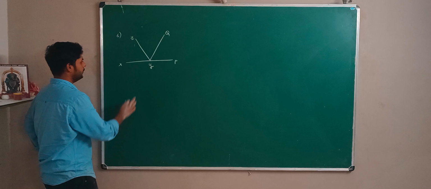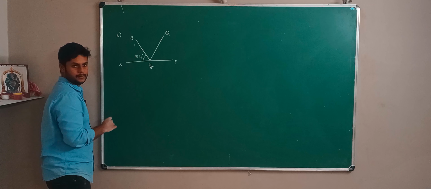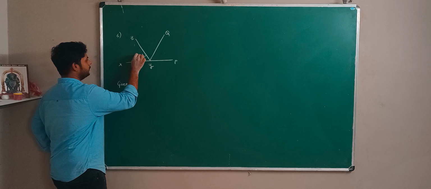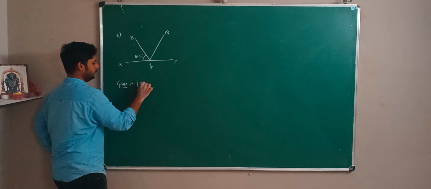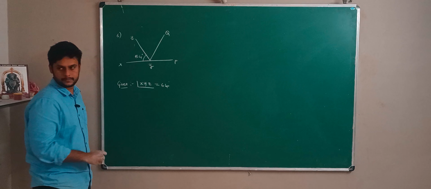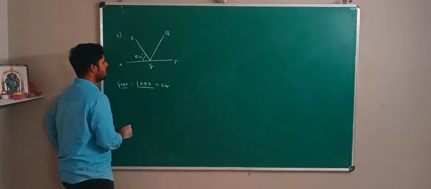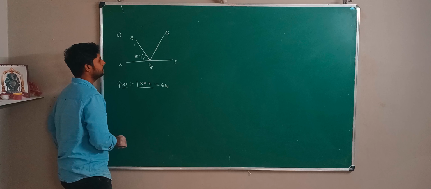See, already it is given that angle XYZ is equal to 64 degree. Okay, what is given? Angle XYZ is equal to how much? 64 degree. Okay. XY is produced to point P. Okay. Draw a figure from the given information.